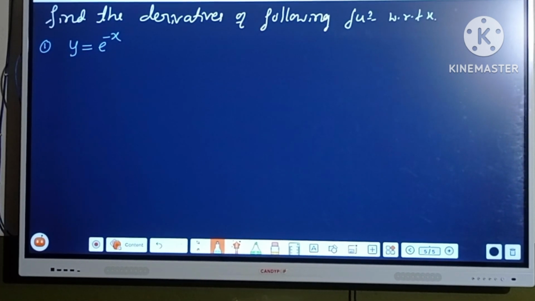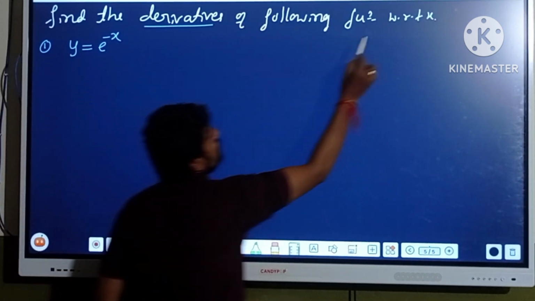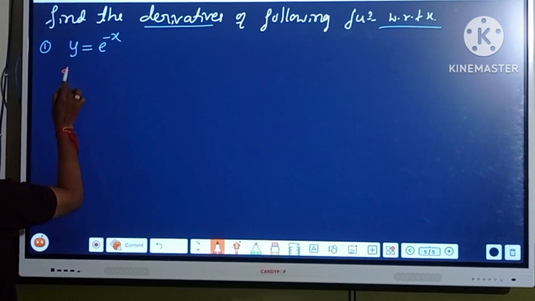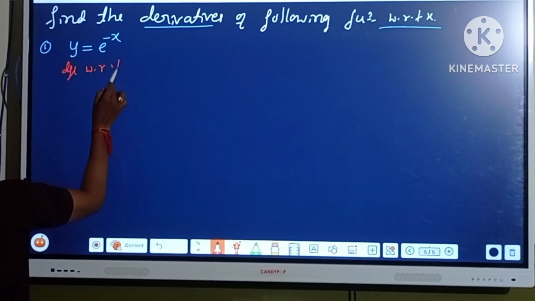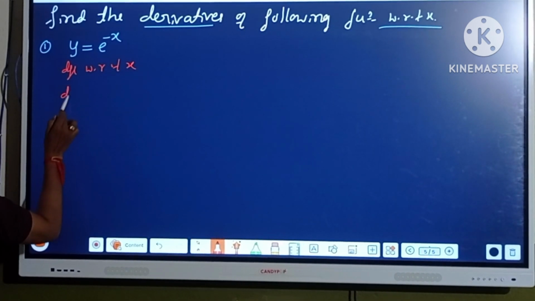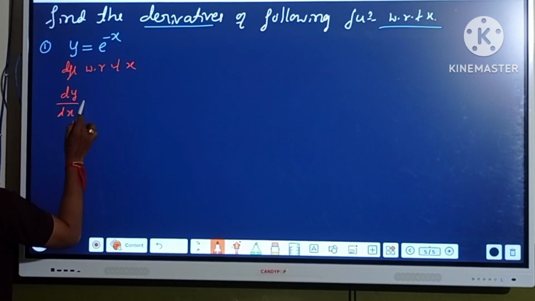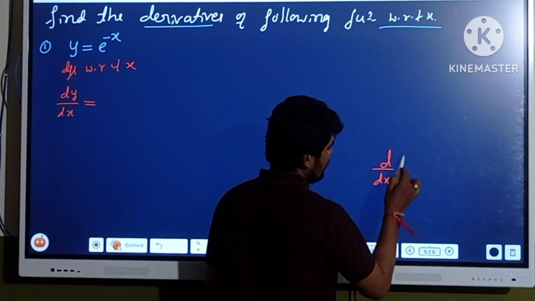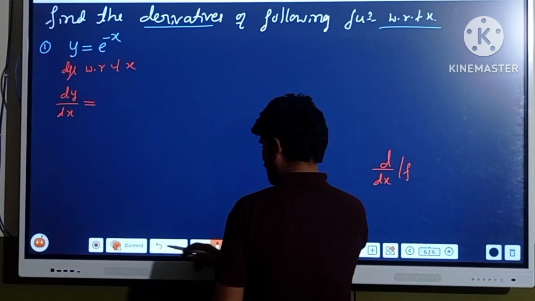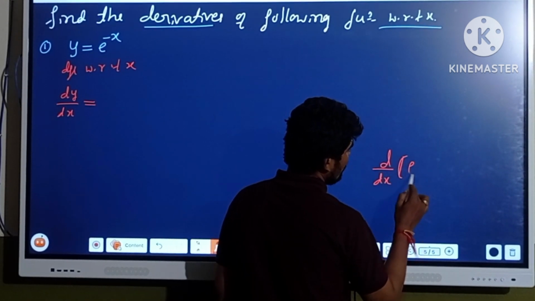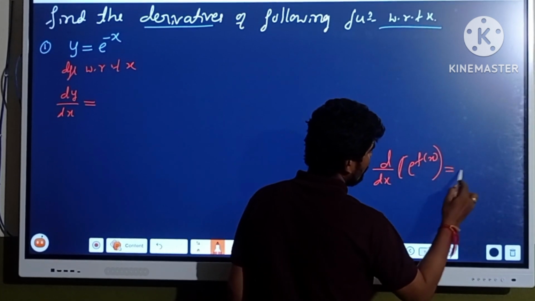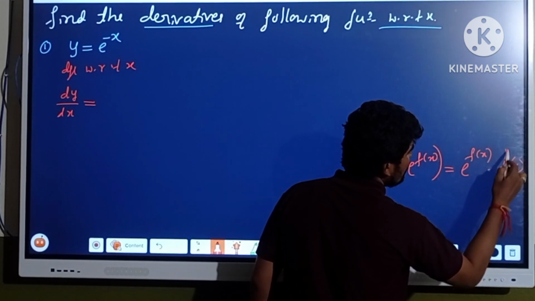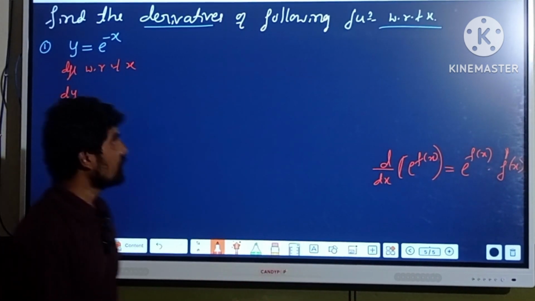Now we need to find dy by dx, the derivative with respect to x. So we need to find what? dy by dx. Therefore, differentiate this with respect to x. Derivative of y with respect to x is dy by dx, equal to derivative of e power f(x). We know that derivative of e power f(x) is e power f(x) into f dash x, because the exponential is in a composite form.